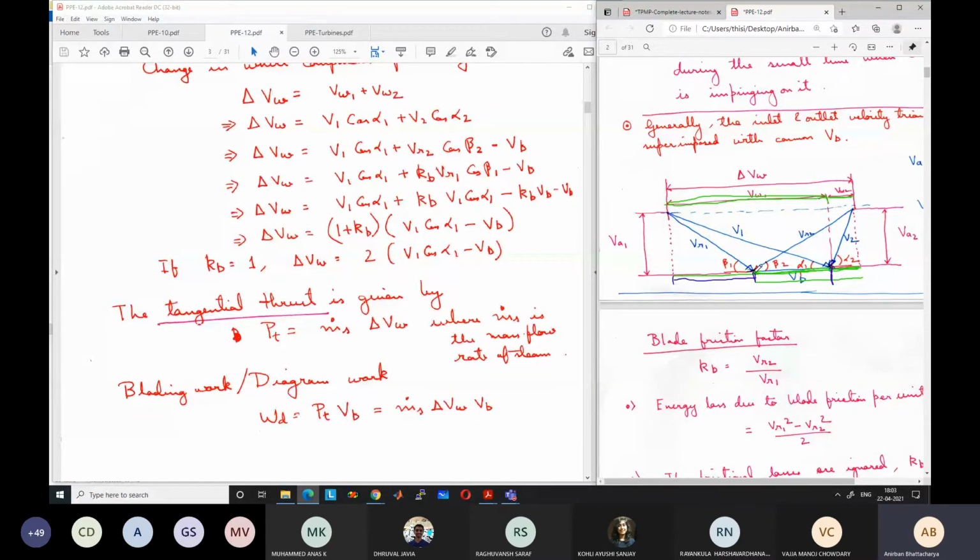So this is known as blading work or diagram work, because it is calculated based on the diagram, or it is calculated for the blade. This is known as blading work or diagram work, and is a very important property of the turbine blades.